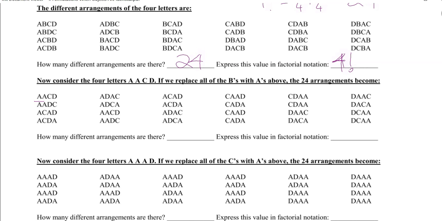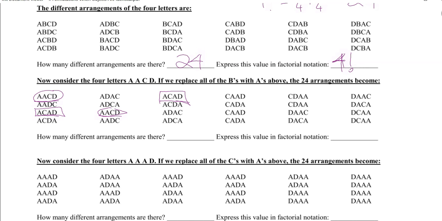And here we've got AACD. And here we've got another AACD. Any more AACD? No? Like here we have ACAD. Is there another ACAD? There's another ACAD. So how many different arrangements are there?